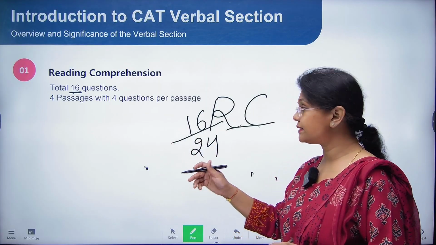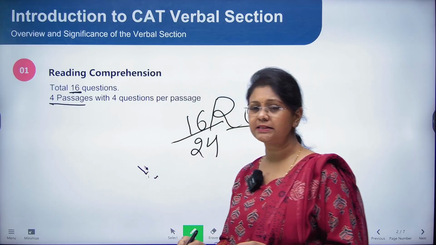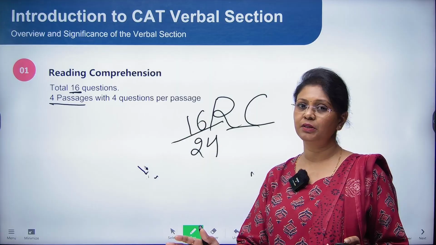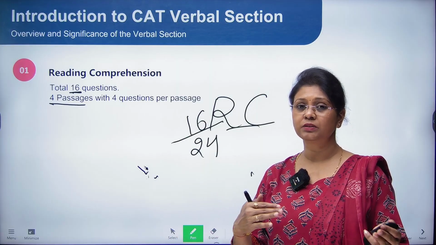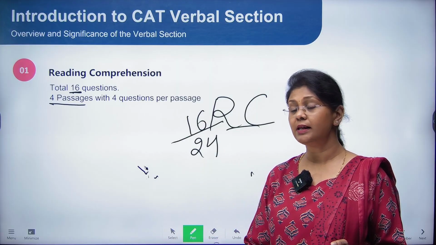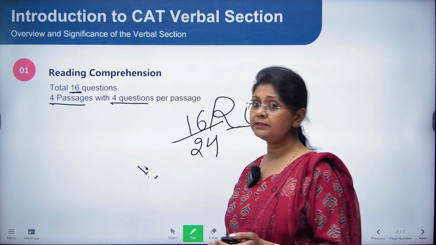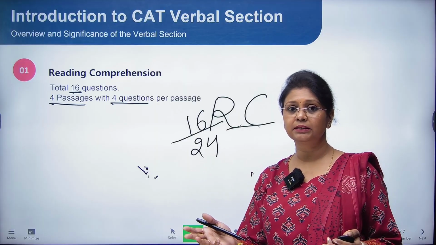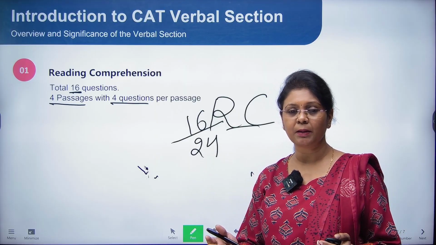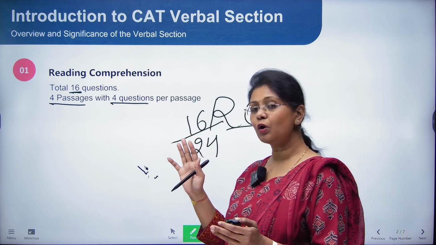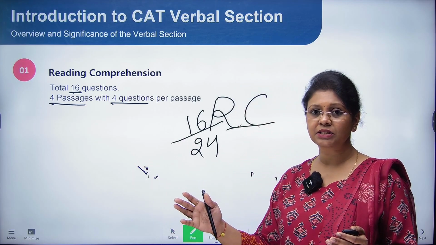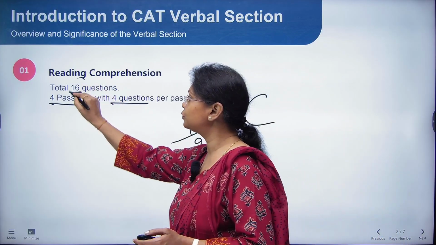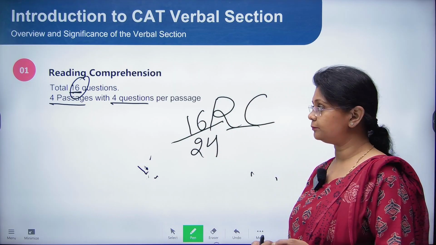So you will have 4 passages with 4 questions each. The length of these passages could be anywhere between 450 and 550 words. This is the ideal length so far, and this is what we are expecting in CAT 25 as well. The numbers could vary a bit, because CAT gives you certain unpredictable things and every year there is a slight change in the paper. But normally, as far as the RC section is concerned, you have 4 passages with 4 questions each, which makes up 16 questions in total.